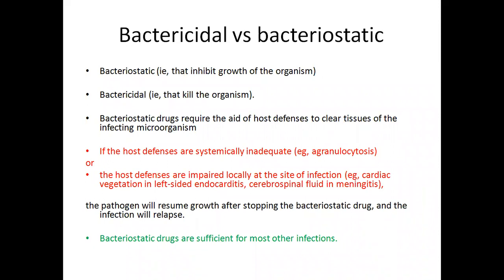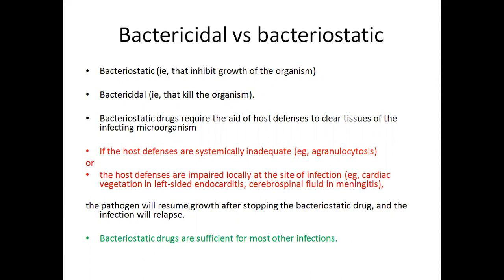For bacteriostatic drugs to act, they need host defenses, so they cannot act by themselves. They can inhibit the organism so that the host defenses can clear it. So if the host defenses are inadequate, like in immunodeficiency, you cannot give bacteriostatic drugs. And if your host defenses are impaired locally, like in endocarditis, where the vegetation cannot be penetrated by host defenses, or in meningitis, where host defenses in the cerebrospinal fluid are less, there you need to hit it with a bactericidal drug rather than a bacteriostatic drug. But for established situations, you can try bacteriostatic drugs.